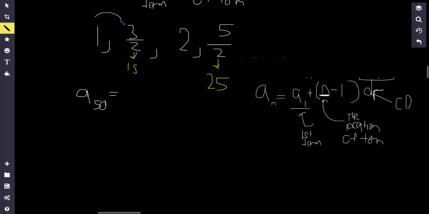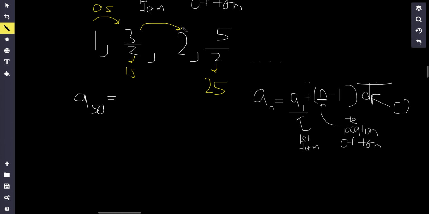Notice how every term increases by 1/2, or 0.5, moving from one term to the next. So my common difference is going to be equal to 0.5. My first term is going to be equal to 1, right? That's the term we're starting with. And in this case, I'm trying to find the 50th term.